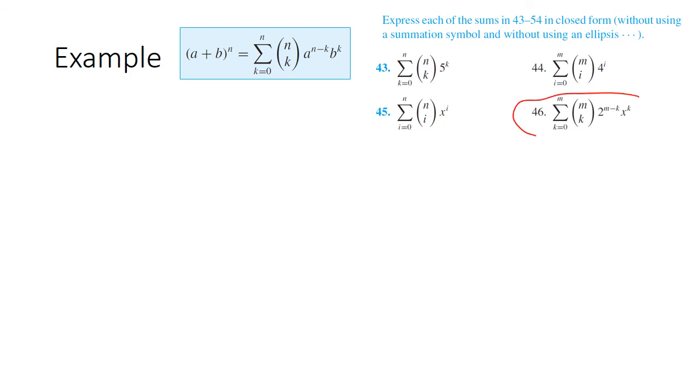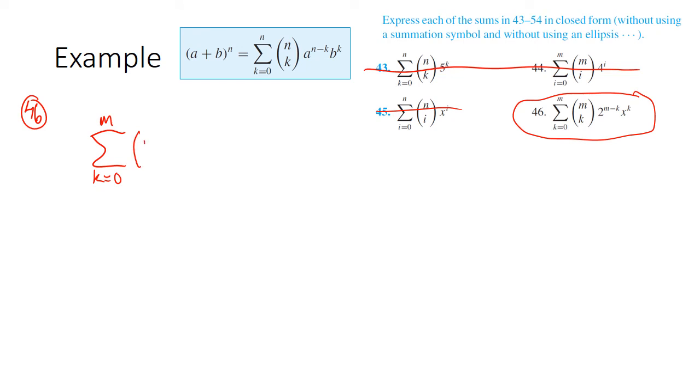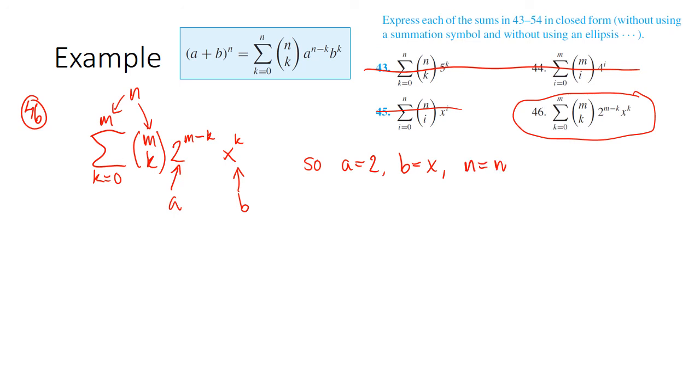Okay, so let's look at number 46 here, and these are going to be on another slide. So 46, let's look at what we have. So we have a summation, and we're using k this time, so that's good. That's what I'm used to. We're using m again instead of n, but that's okay. That's just going to be our exponent. And then what we've got over here looks a little more like my usual a and b stuff, because I have two things with exponents over here. And this is x to the k. So this is going to be the b part, and this is going to be the a part, and then this m is going to be my n part. Okay, so a equals 2, b equals x, and n is m.